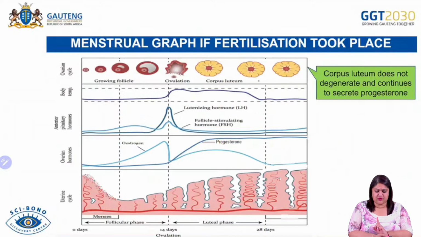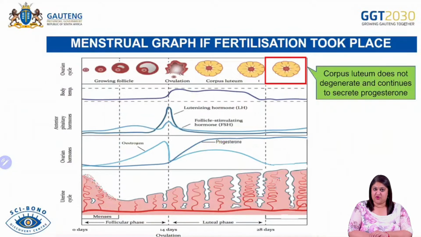I'm going to give you a clue. Look at the ovarian cycle. What is the difference between this ovarian cycle and the previous ovarian cycle? Another clue that you need to look at is the ovarian hormones. What's happening with the ovarian hormones? Okay? So, I've indicated it there for you.